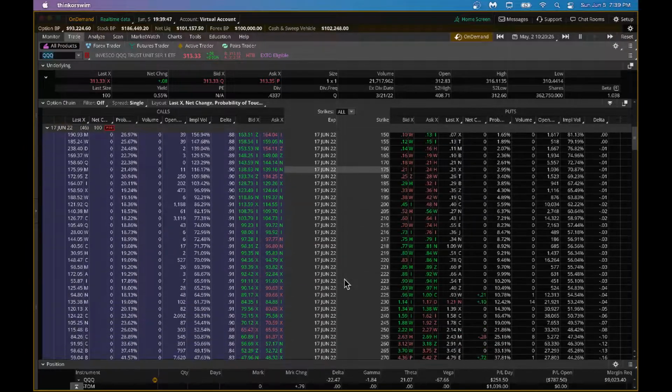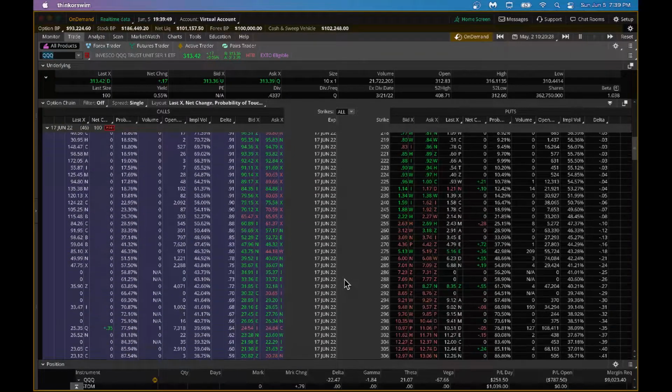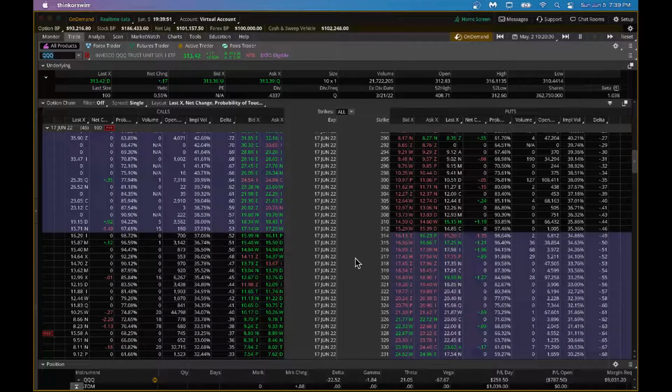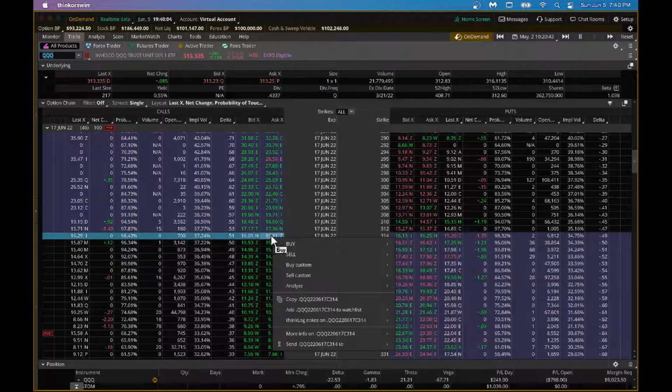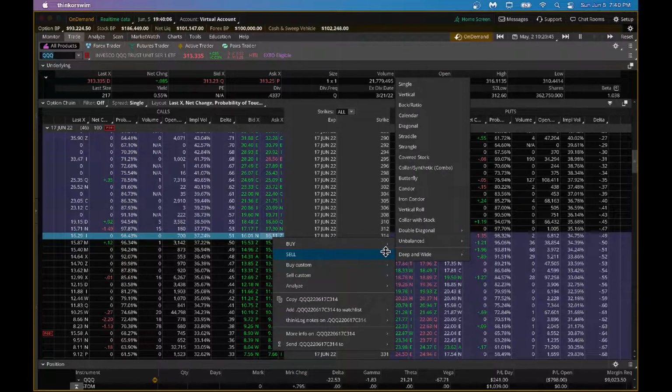Let's go around 313. 312 is the closest one, or maybe 314 is the closest one. Let's make it a round figure, let's make it 315. I could even use 314 here, no big deal. So let's sell a strangle here. You can just go here and sell a strangle right here.